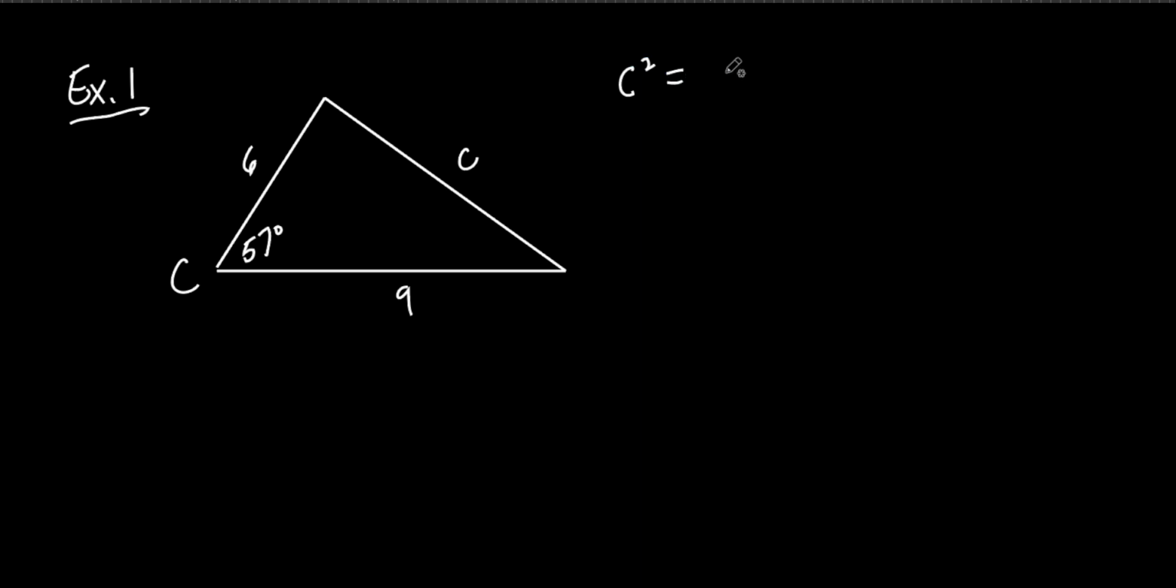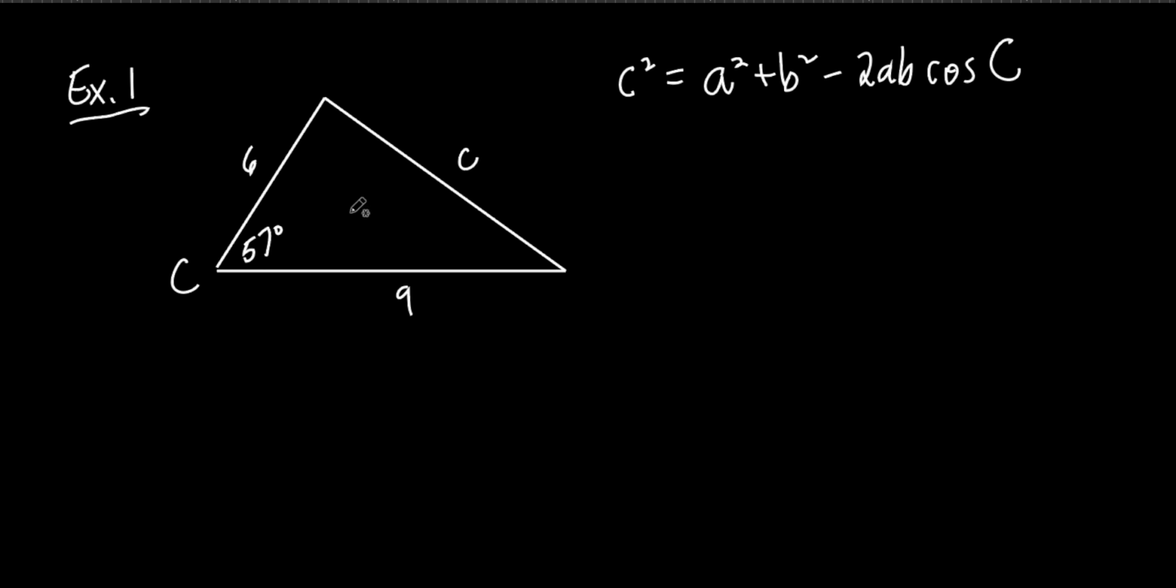So C squared equals A squared plus B squared minus 2AB cosine of angle C. Something you've got to memorize. I mean, in math, you just have to memorize some things. I will not give this to you. You've got to know it.